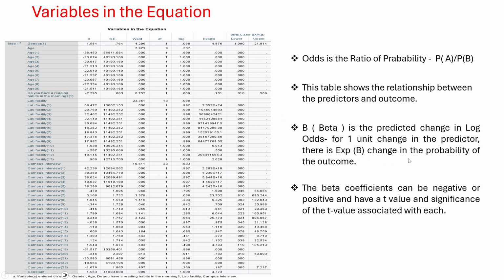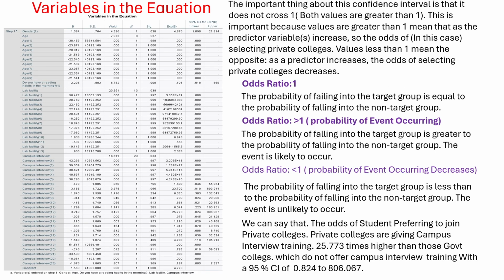Exponentiated beta changes the probability of the outcome. The beta coefficients can be negative or positive and have a t value and significance of the t values associated with each. The important thing about the confidence interval is that it does not cross 1.